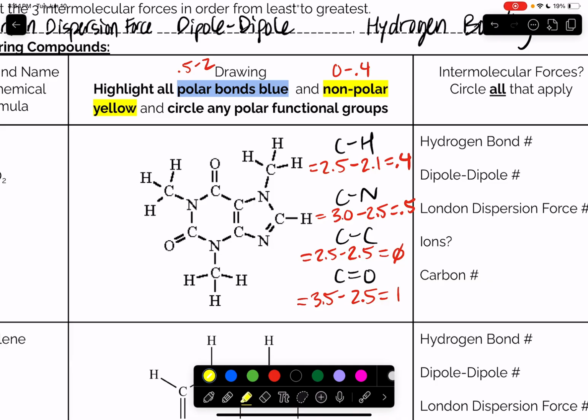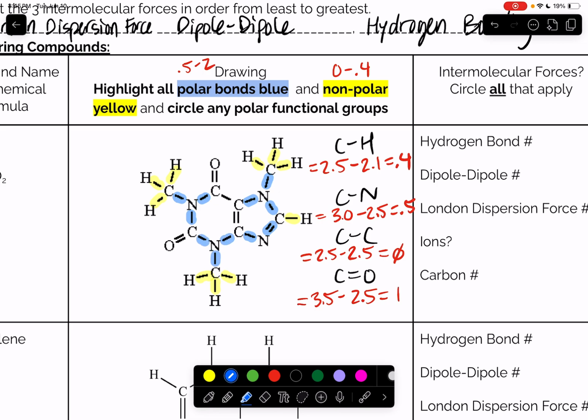So let's see. My CH bonds are 0.4, so that means I'm going to highlight all my CH bonds yellow for nonpolar. So that's nonpolar right there, nonpolar, nonpolar, nonpolar, nonpolar. And I think those are all of them. Now let me go to the next bond, which I have CN. The difference between them was 0.5, which means this is going to be a polar bond. So I'm going to highlight all my CNs, a polar bond, blue. So that's CN, CN, CN, and it doesn't matter if it's a single or a double bond. Anytime I see CN, I'm going to highlight those blue.